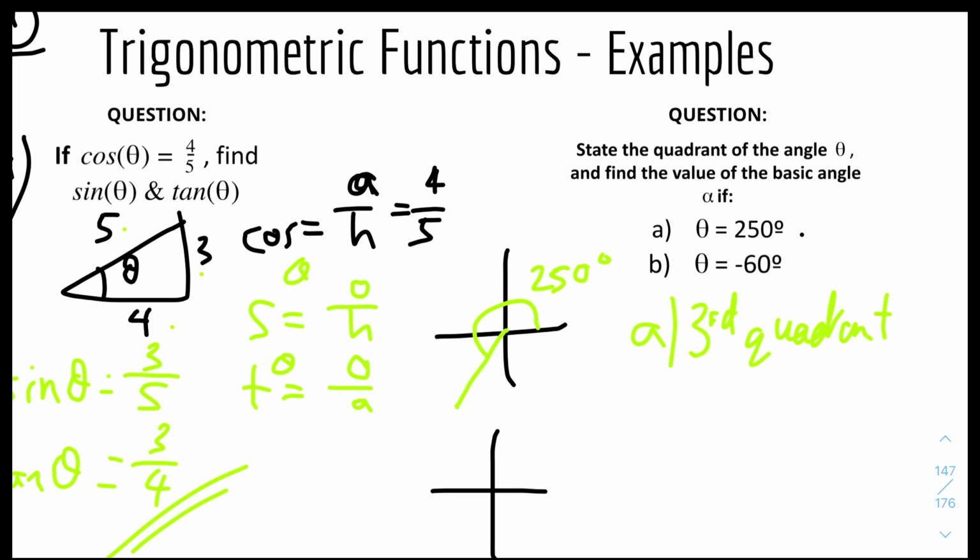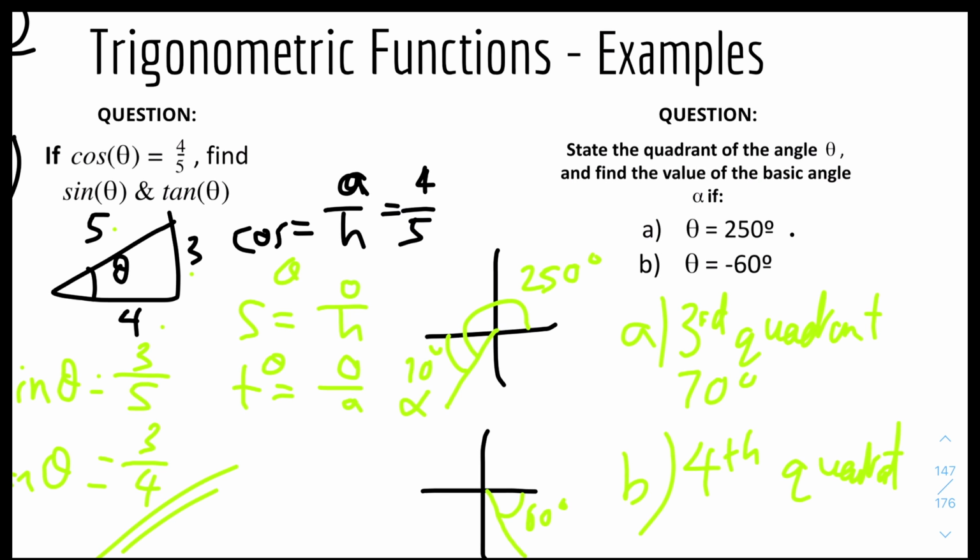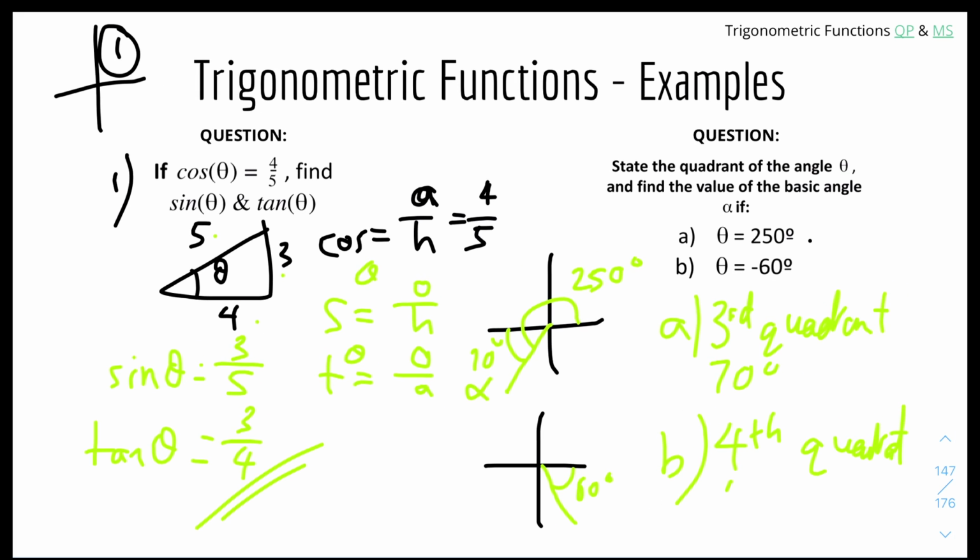And remember that the basic angle can only extend from the x-axis. And this will be the basic angle because it's the smallest angle. So it's basically 250 degrees minus 180 degrees, and this will be 70 degrees. And that's alpha, which is 70 degrees. And number 2, minus 60 degrees, which will be around here. It'll be in the fourth quadrant, and it's just 60 degrees as the basic angle. So 60 degrees right here, like so.